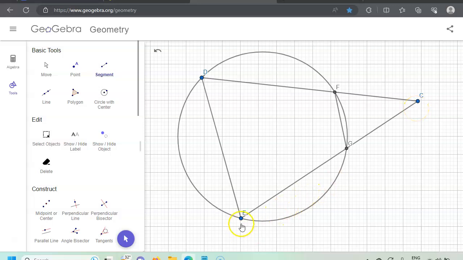And then we also have E here that is along the circle and along the secant. And then we have the external point C. So connecting E and C form an intercept. So we have an intercept EC. And then G is along the circle and along the secant. And then C is an external point. So connecting G and C is also an intercept.